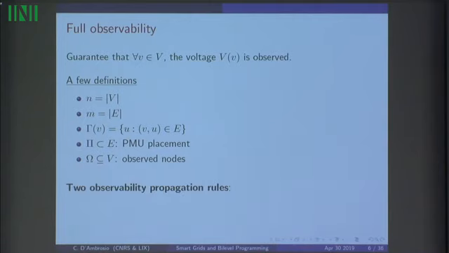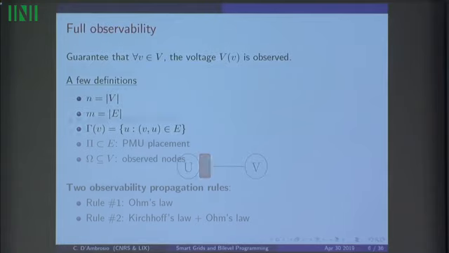The interesting thing about this problem is that we use some physical laws in order to guarantee that the nodes are observed even if there is no PMU on that node. Otherwise, of course, you would say I need a PMU for every node, but this is not what we are doing. So we define two propagation rules. Rule number 1 will use Ohm's law. Rule number 2 will use Kirchhoff's law and Ohm's law.